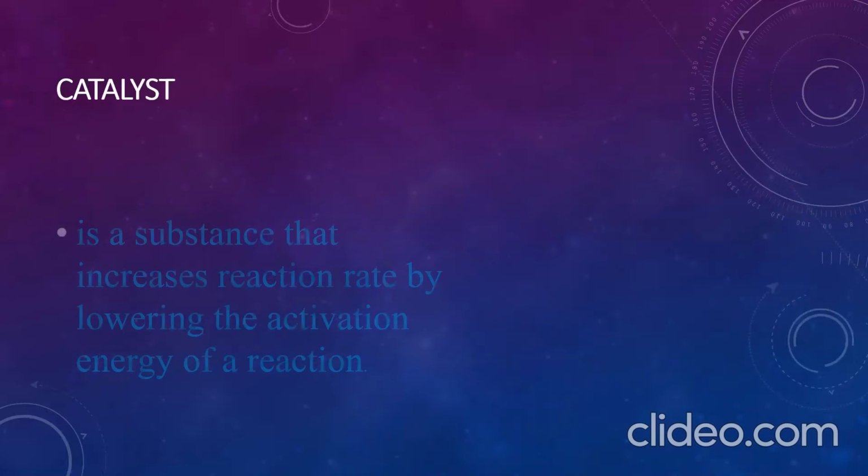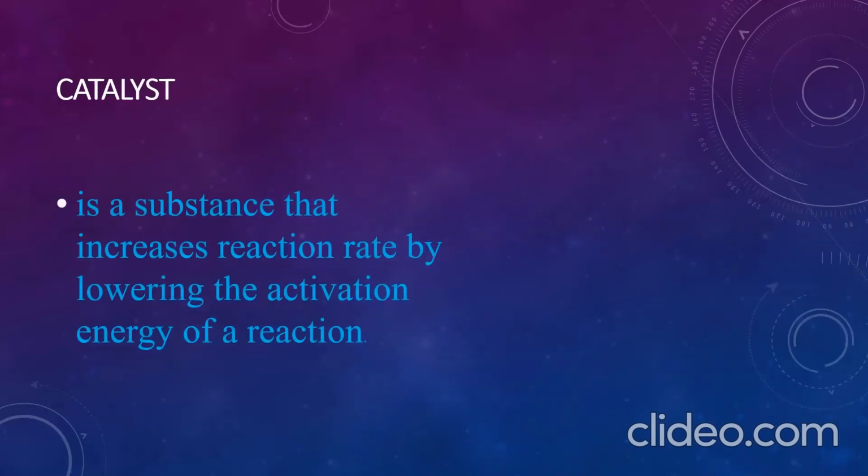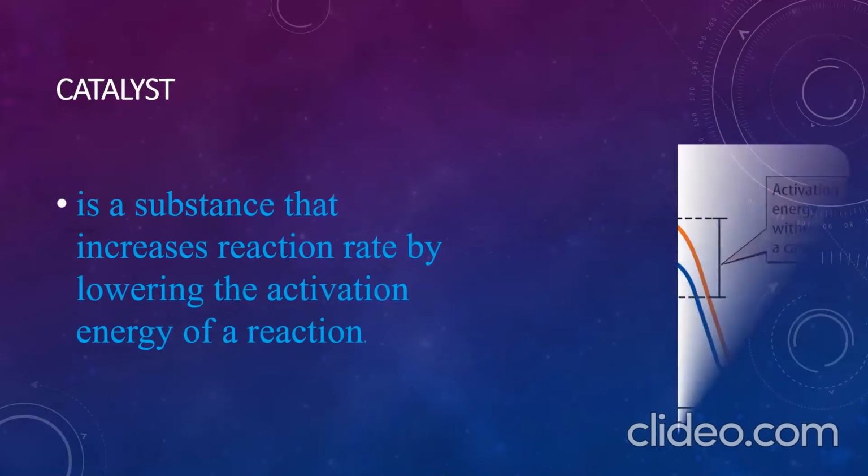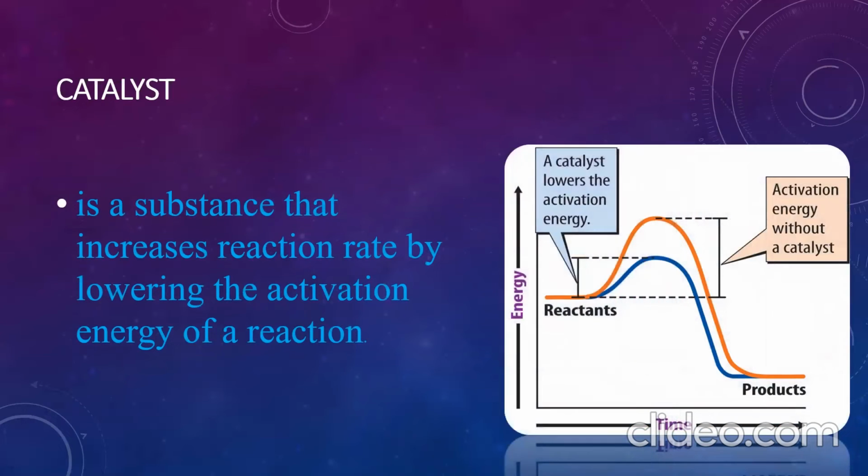We have the third type, the catalyst. It is a substance that increases the reaction rate by lowering the activation energy of the reaction. The catalyst lowers the activation energy, like in the photo here with the reactants. The orange one, the black one, is what lowers the activation energy. The catalyst and the activation energy, they both must be together.